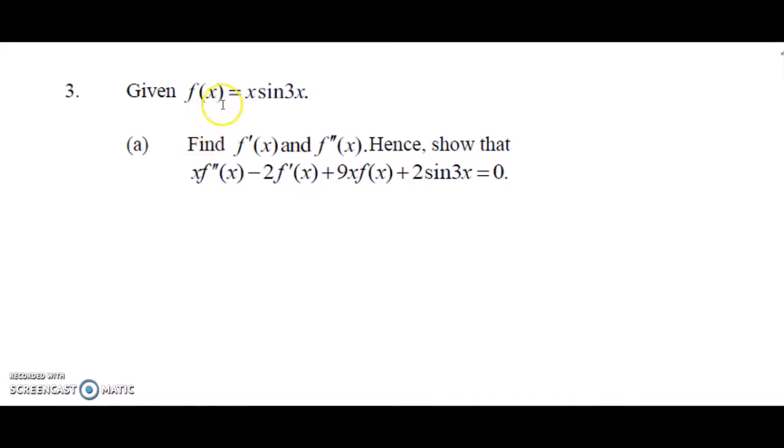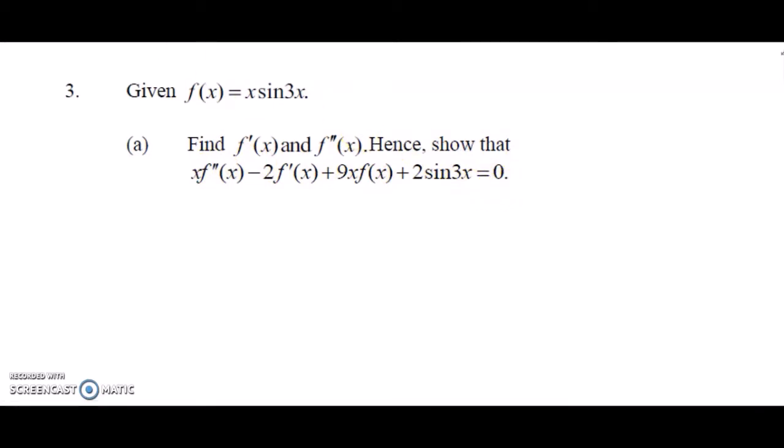discussion. And we have given the f(x) equals to x sine 3x. We need to find the f prime x and f double prime x. Means that this is the first derivative, and you need to find first derivative and the second derivative. Double prime means second derivative. Hence, show that this statement is equals to 0.